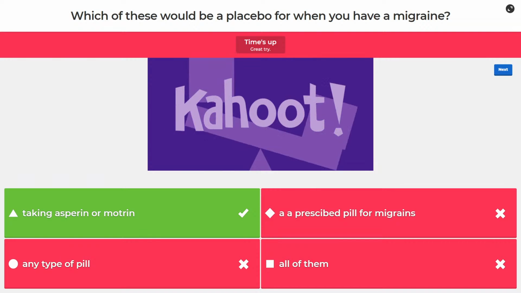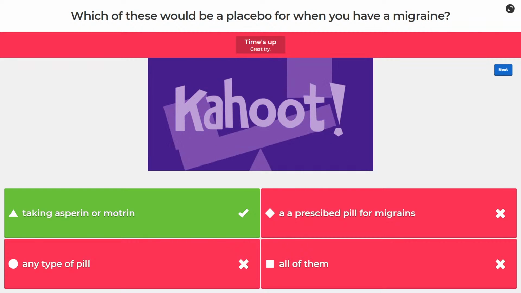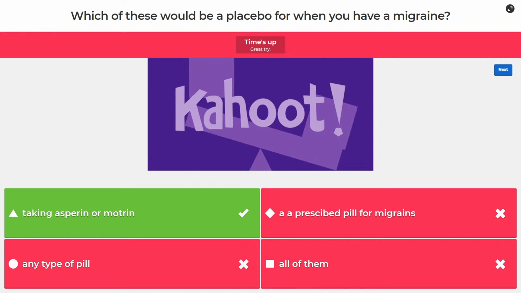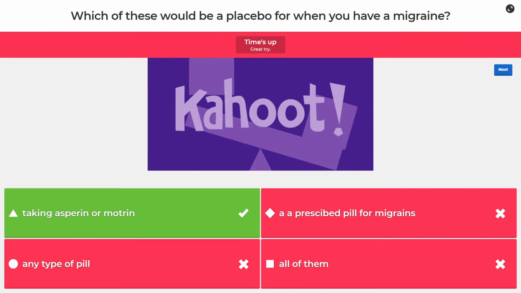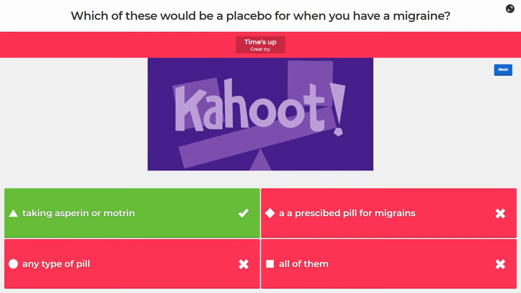So the answer would be taking an aspirin or a Motrin, because a placebo kind of acts like the pill in a way, but it's not exactly. A lot of control groups use it because you can say you're doing an experiment, testing out a new pill. The placebo would be taking the Motrin because it's not exactly what you're testing, just kind of acts like it in a way. That's the best way I can explain what a placebo is.